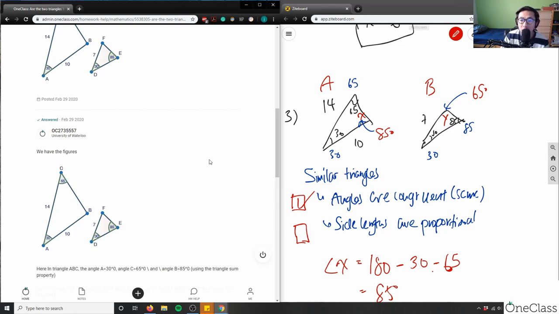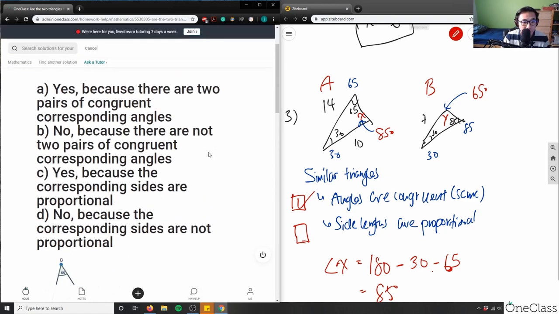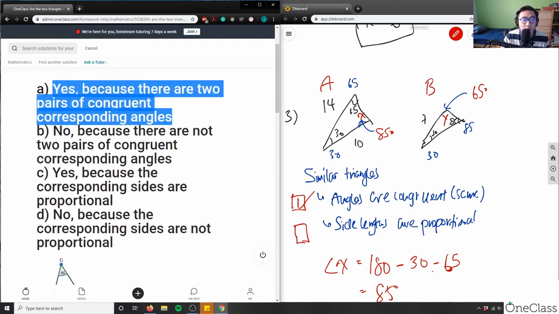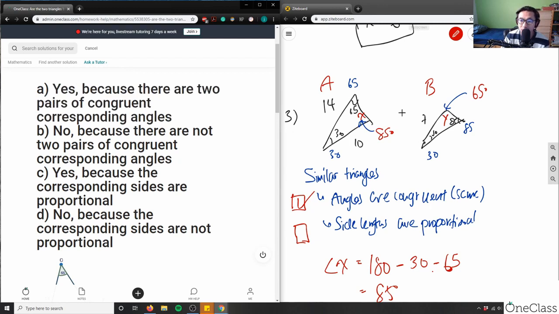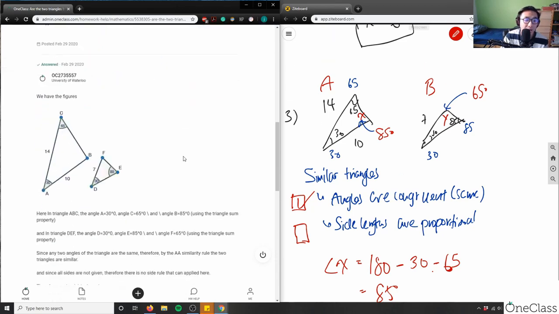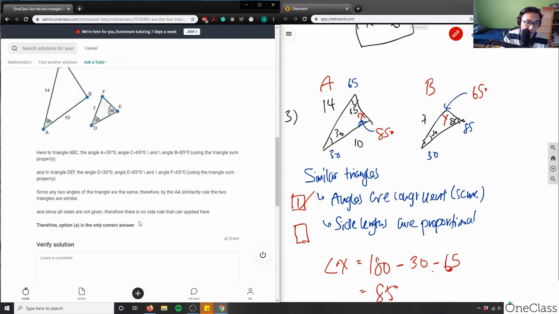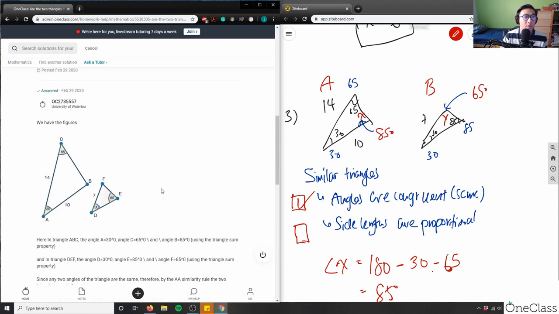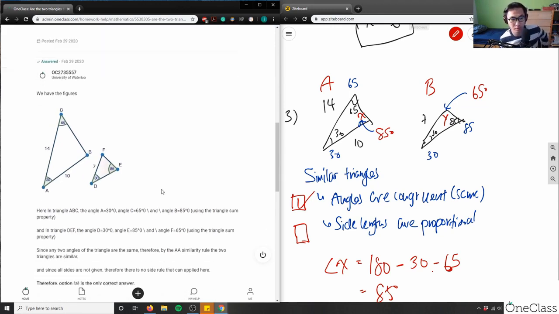So in this case, I would say that they are similar triangles, because there are two pairs of congruent corresponding angles; the angles here are the same angles in A as in B. So I'm going to say that A here is the correct answer, and they have A as the correct answer as well. Okay, so again, I'm going to walk through the solution with you, and let's see what they wrote here.